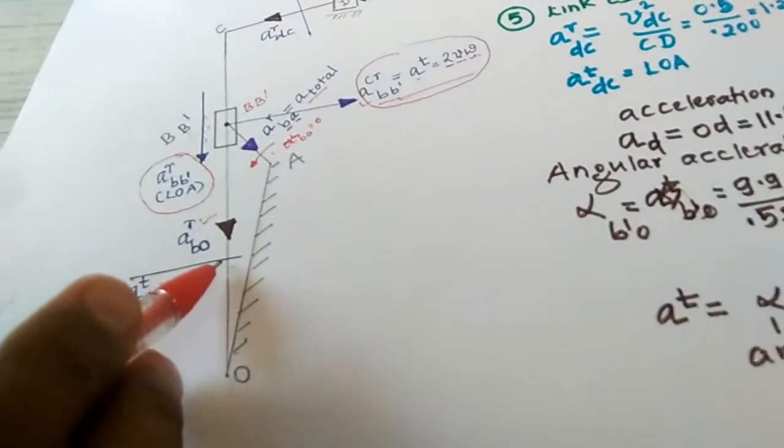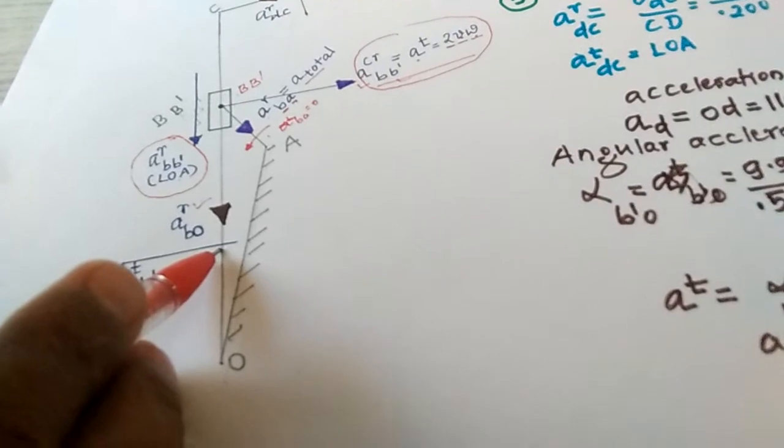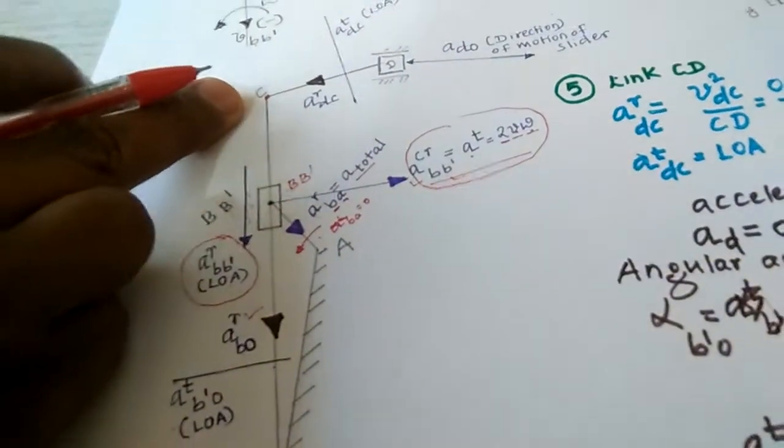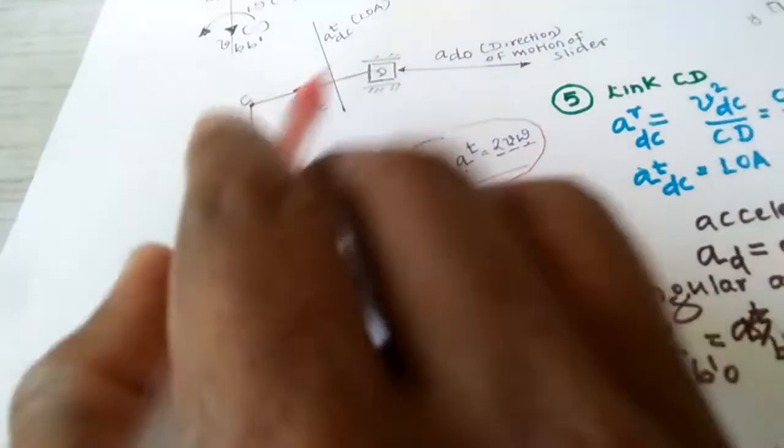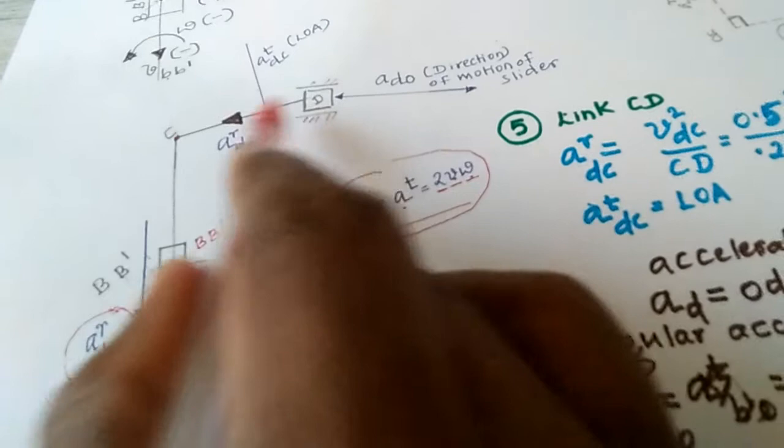Tangential component is perpendicular to that one. Okay. Then come to the next: you have to determine the position of C. Can you find it? You have to determine the position of C. Then for the link CD, here also you will find two components.